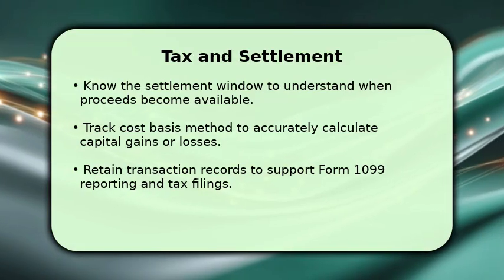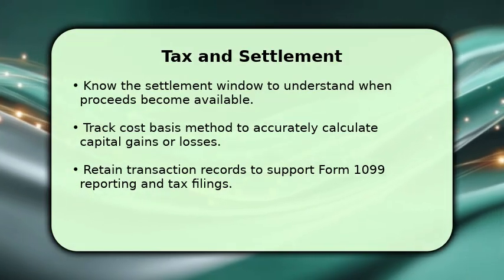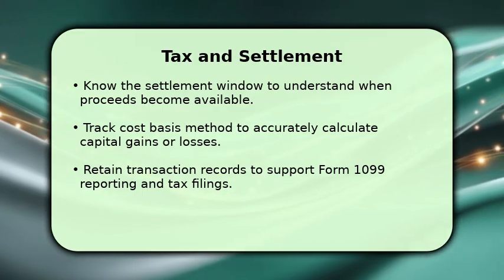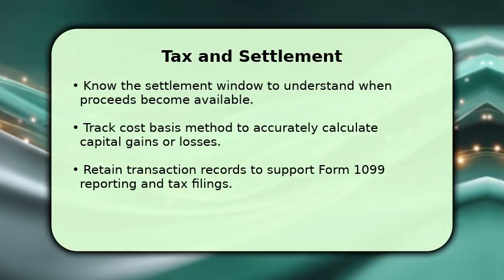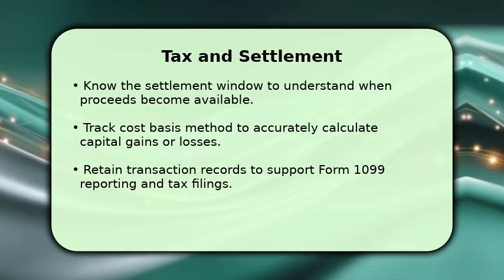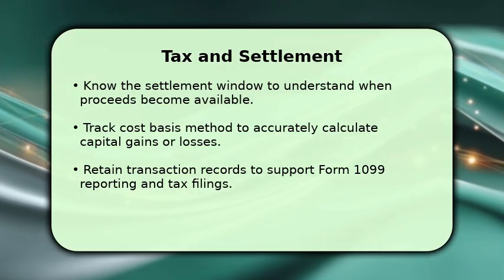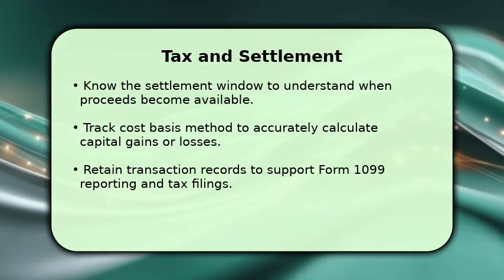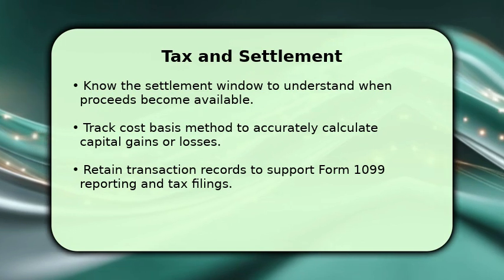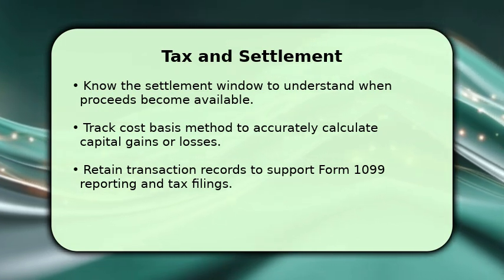Understand settlement and tax timing when you sell mutual funds. Sales typically settle in 1 to 3 business days, depending on fund type. Proceeds may be delayed until settlement. Track your cost basis method to calculate gains and expect Form 1099 reporting for taxable events.